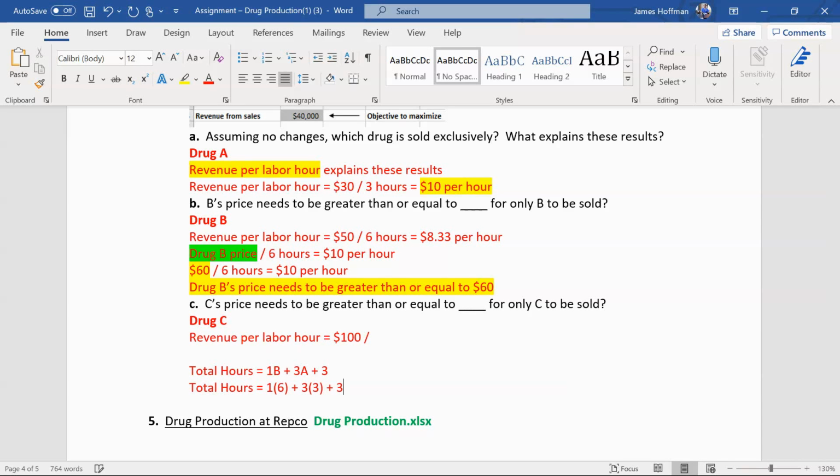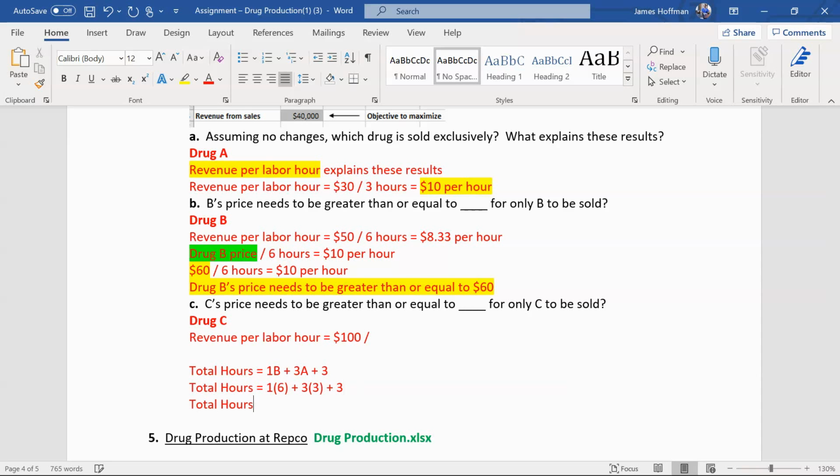Oh, I see where I missed. Yeah, it's hard to do in your head, Kenneth. And then the 3 more hours to make it drug C. I forgot that you have to use the calculated B. Yeah, after calculation, so you have to count for each choice. So now it's 6 plus 9 plus 3, and that gives us 18.